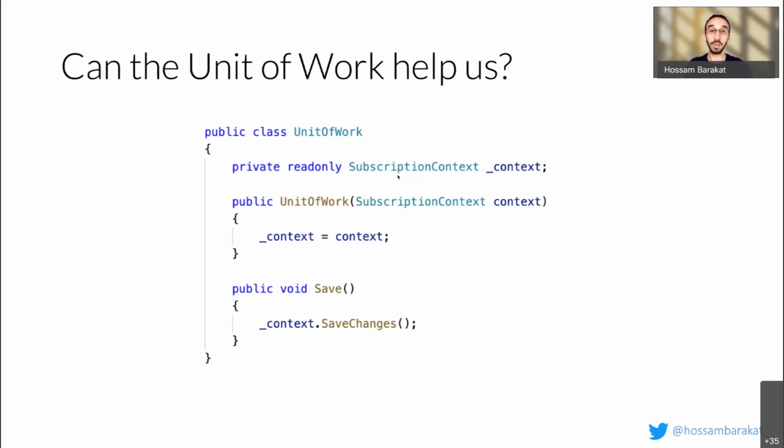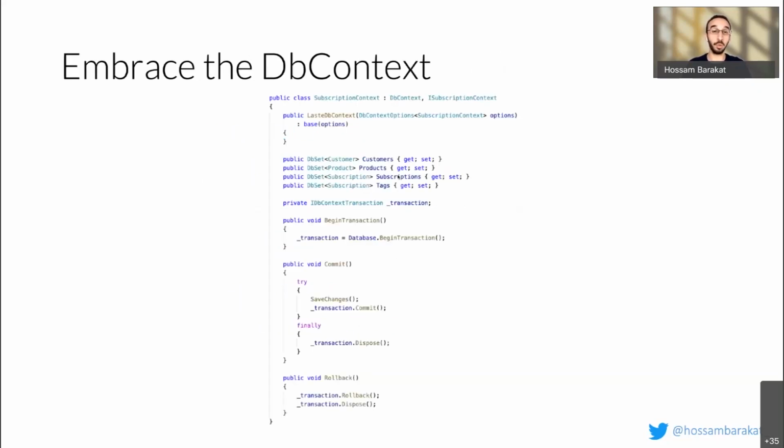So instead of introducing yet another unit of work class, we can embrace the subscription context to become our unit of work. That would be the one that has all of those behaviors: save changes, commit, begin transaction, rollback, all of those behaviors that we would like to have as a part of the unit of work. And if we are worried about the unit testing part, we can leverage an interface, and we use the interface as the dependency that we inject into all of the consumer classes.